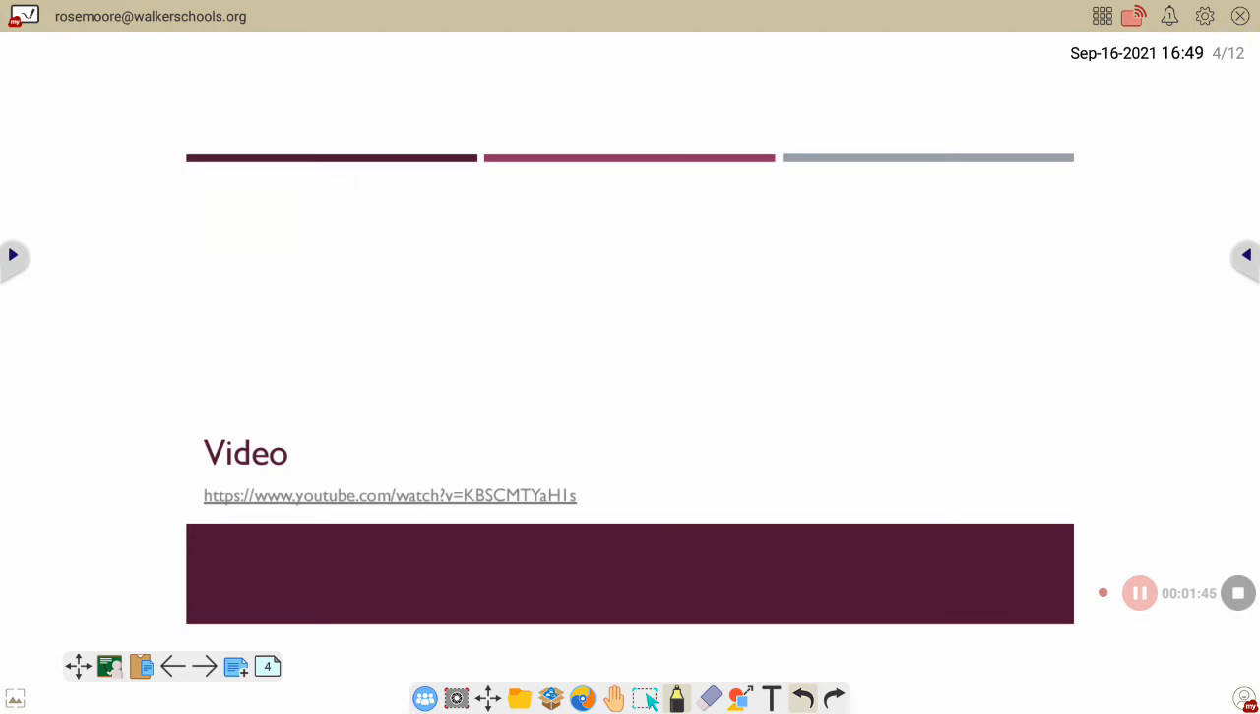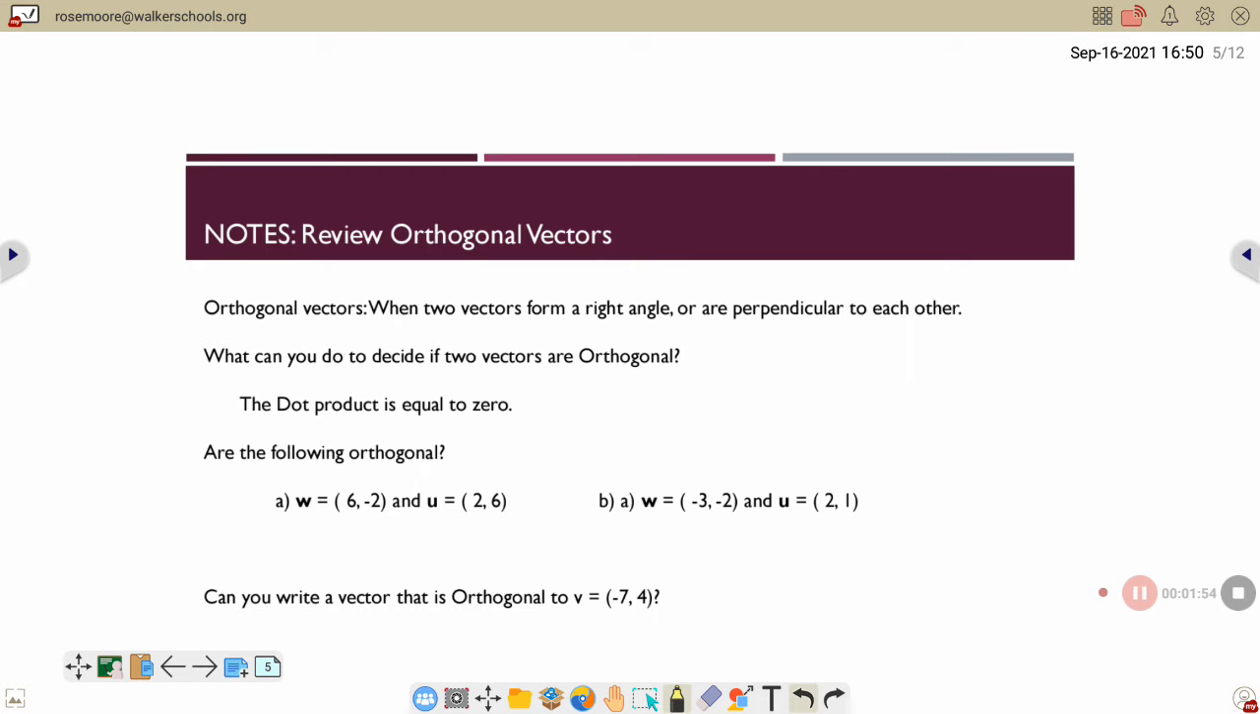All right, carrying forward. There's a video that is also linked on the Google Classroom if you'd like to watch it for additional information about vectors. But really what we want to talk about briefly is orthogonal vectors. We've mentioned this, so write the definition down. It's when two vectors form a right angle or are perpendicular to each other, aka 90 degrees.